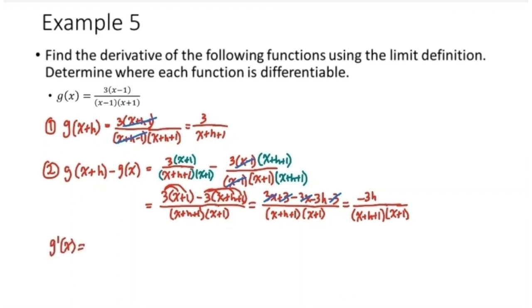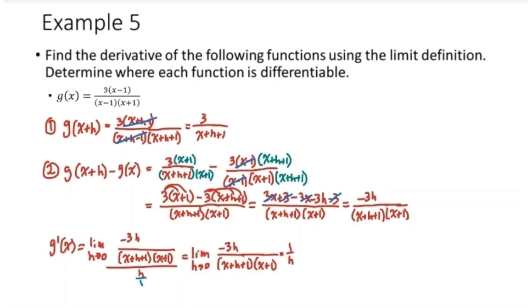Now we'll find our g prime of x, which would be the limit as h approaches 0 of our difference quotient. Since we've already found g of x plus h minus g of x, we just have to divide it by h. Since we're dividing by h, we're going to treat the h as h over 1. And since we're dividing fractions, that is the same as multiplying by the reciprocal of the second fraction. So instead of dividing by h, we'll multiply by 1 over h. Then we see the h's cancel, and we have the limit as h approaches 0 of negative 3 over (x plus h plus 1) times (x plus 1).